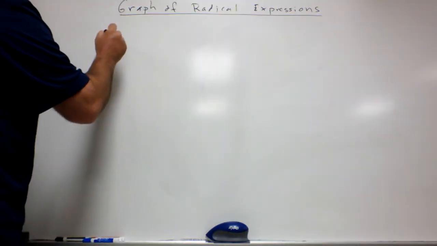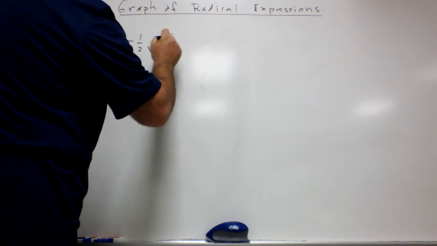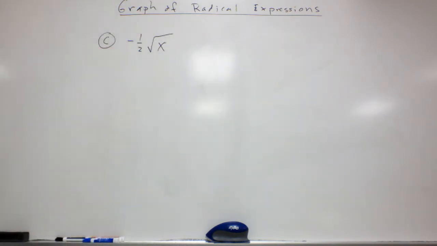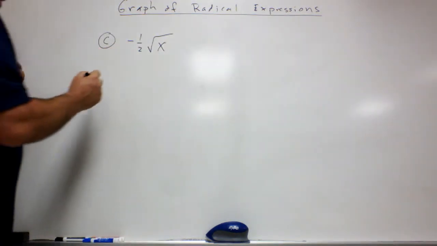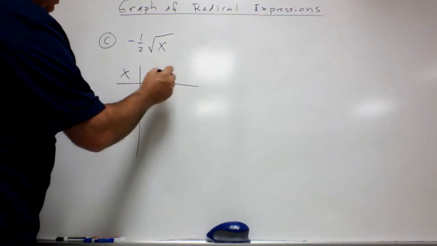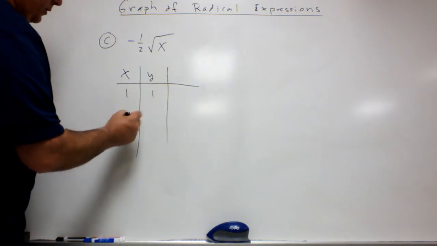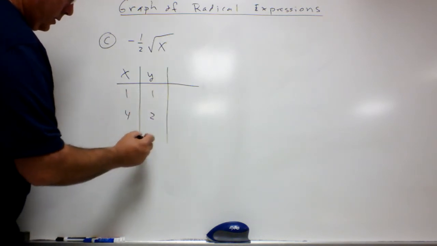Let's try the negative 1/2 square root of x. And again, I would start with an x and y table, just to make your life easier. So again, if x is 1, y is 1. If x is 4, y is 2. If x is 9, y is 3.